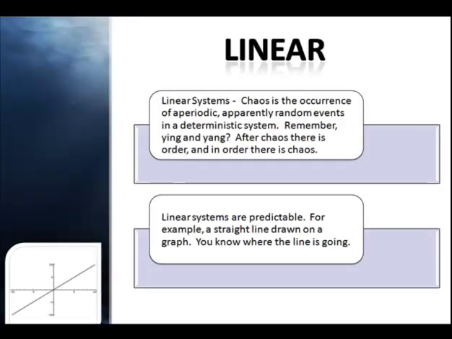So here's the graph I promised you on linear. Linear systems, of course, are the opposite of chaotic, which is the occurrence of aperiodic, apparently random events in some sort of deterministic system. Remember, yin and yang: after chaos there is order, and in order there is chaos. So linear systems are predictable. For example, with a straight line drawn on a graph, you know where the line is going to be going next.